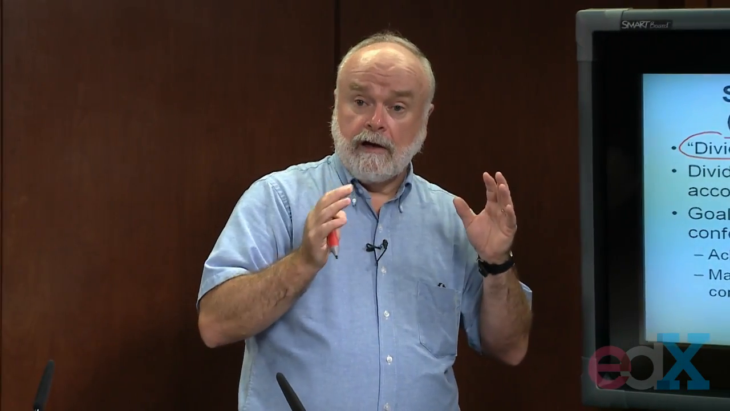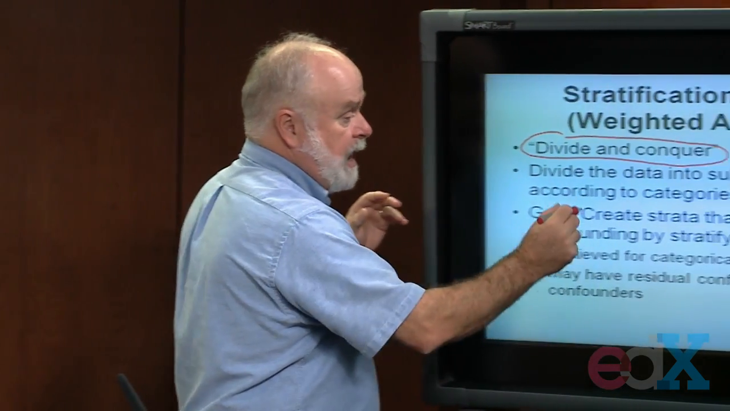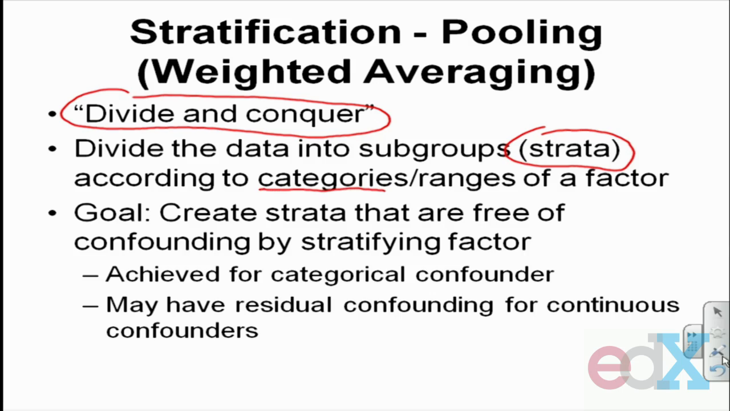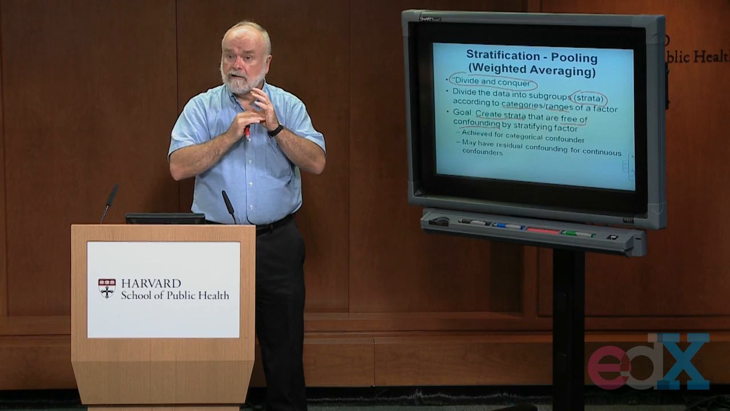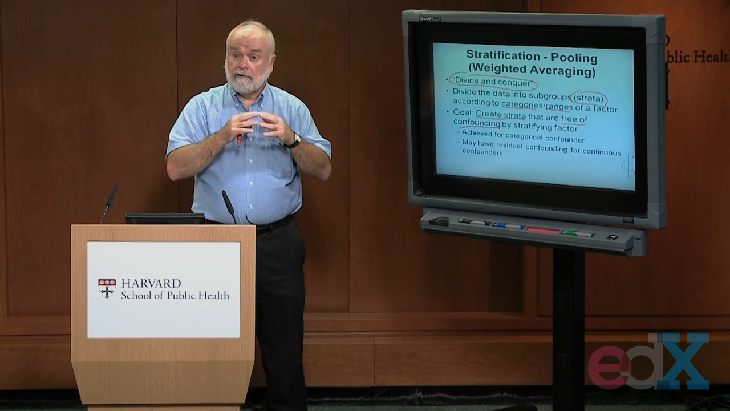So that's the first thing you do. The purpose is to break people into subgroups where you no longer have confounding. So what we're going to do is stratify or subdivide our people according to categories, say males or females if I have a categorical confounder, or subranges of a continuous confounder like age. I'll put people into the young group, maybe the middle age group, and the old group if I need to have three categories. The goal is to create subgroups, create strata that are free of confounding, where everybody in the stratum is comparable, the exposed and the non-exposed people, with respect to that factor you're stratifying by.